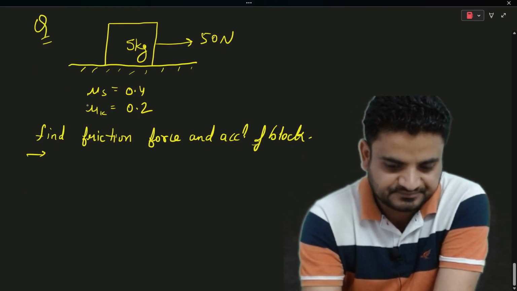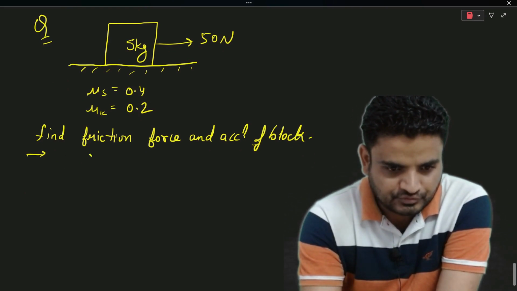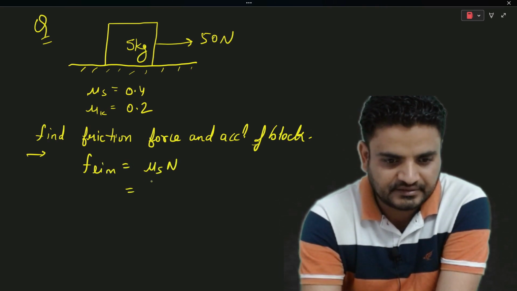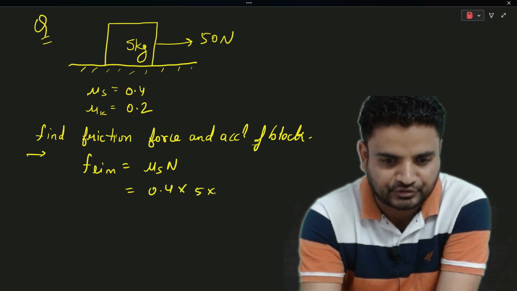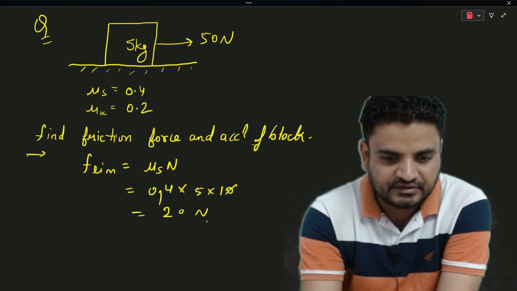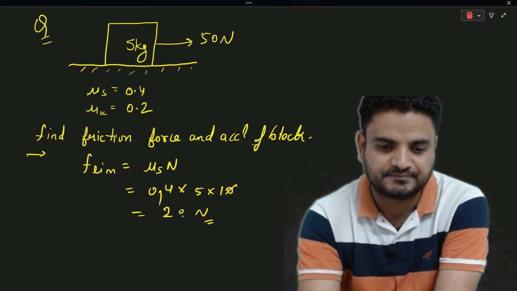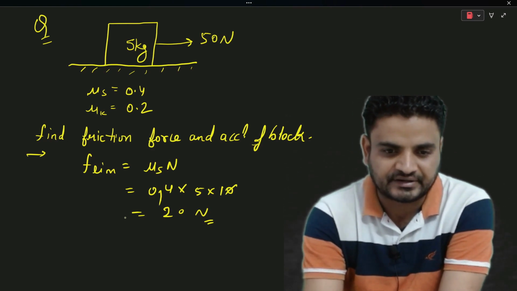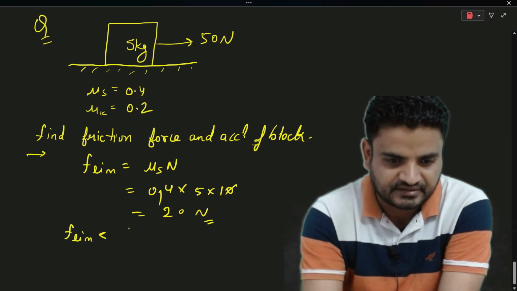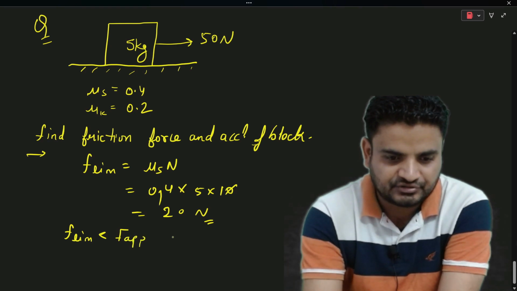Firstly, we will find the limiting friction value. So F limiting is mu s into N. Clear? So mu is 0.4, N is mg, which is 5 into 10. So this point and a 0 get cancelled, so 4 5 is 20. So the maximum value of static friction is 20 Newton. It means the applied force is greater than limiting friction. So we can say F limiting is less than F applied. In this condition we can say the block will move.